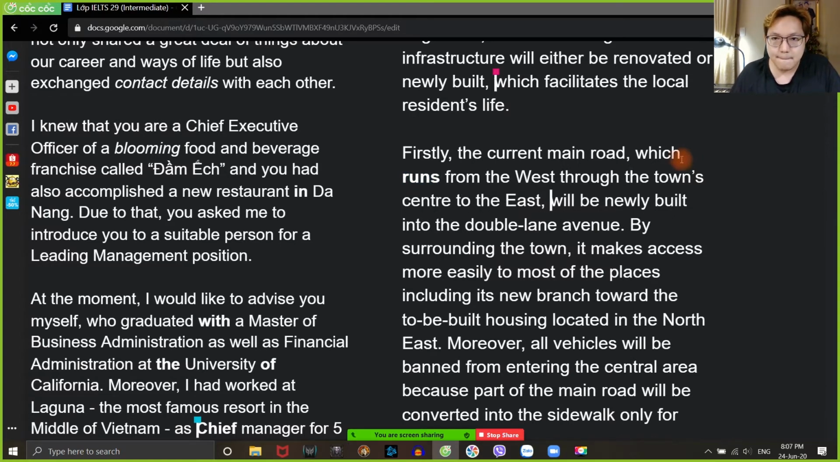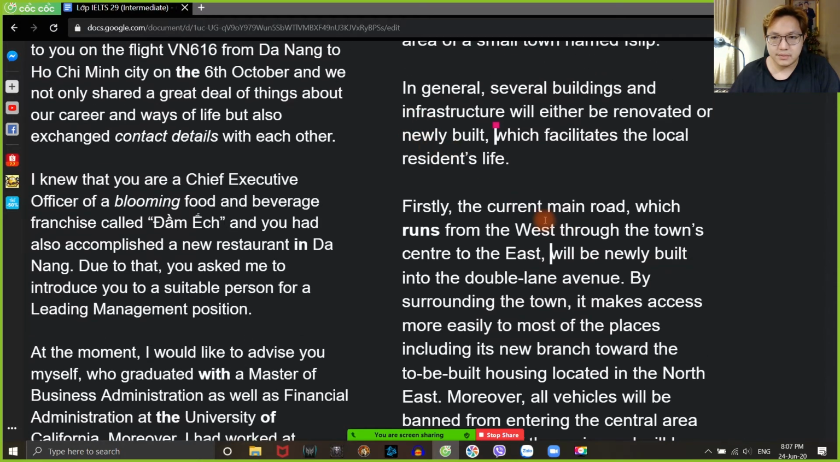Okay. Will be newly built. Cái câu này là cái cục này là cho thêm thông tin. This one is only to give extra information. Will be newly built. Dùng chữ build bên trên rồi nè. Newly built nữa nè. So you repeat the word newly built here. Be careful.